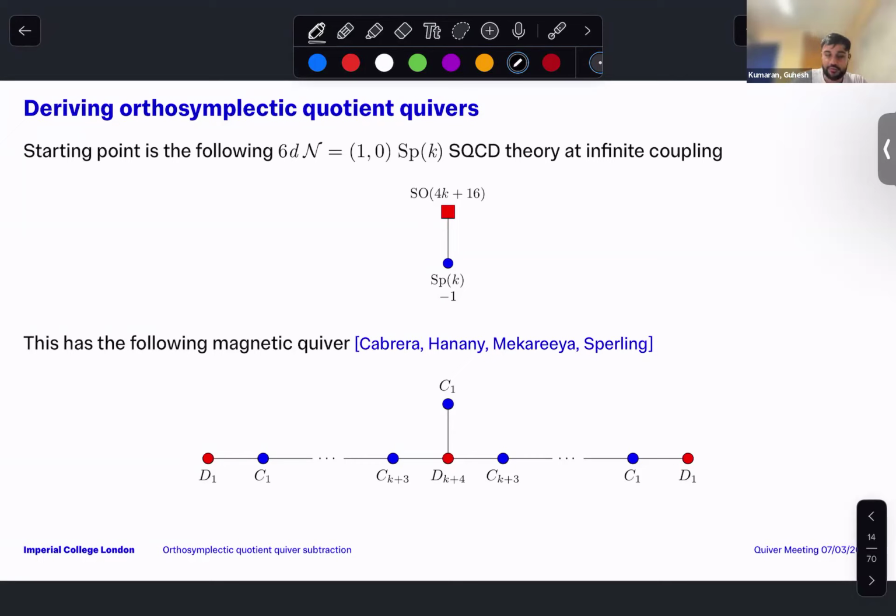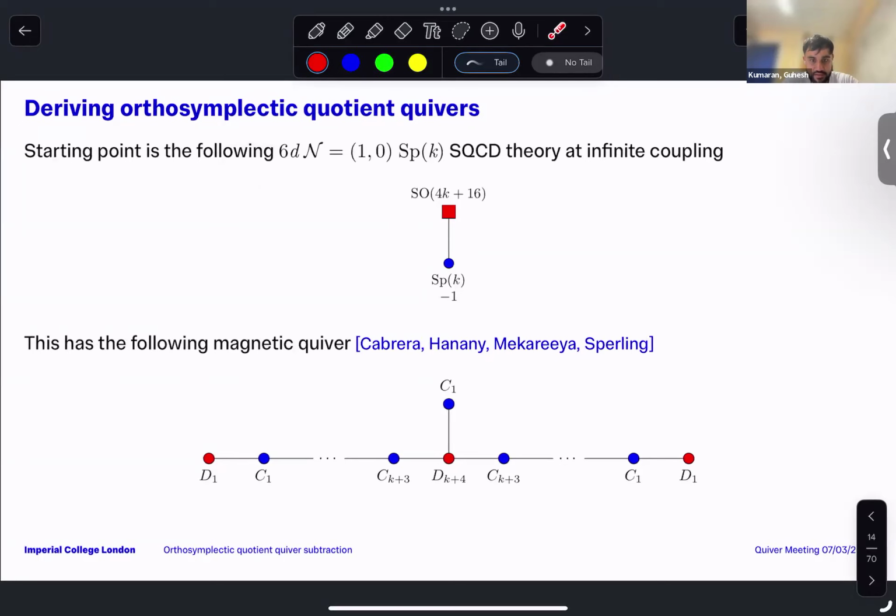So our starting point is the following 6-dimensional SP(K) SQCD theory at infinite coupling. This -1 is some notation that F-theory people use. If you're not familiar, you don't have to deal with this right now, but this is the theory we start with. It was shown that the magnetic quiver for the 6-dimensional theory is given here. It consists of a chain of gauge nodes from D1 up to DK and back down, with just a C1.